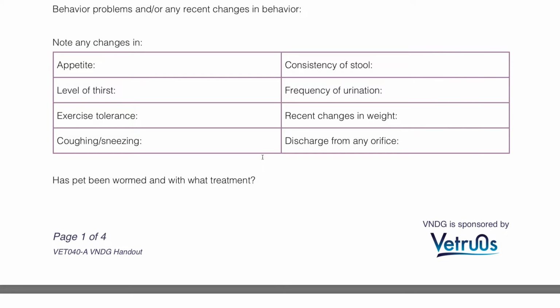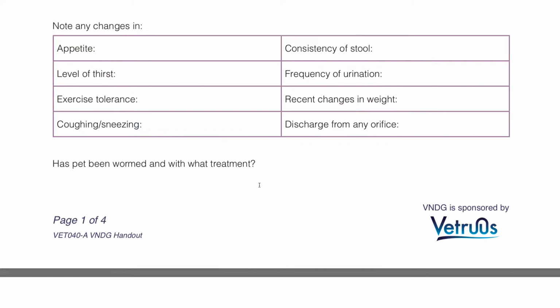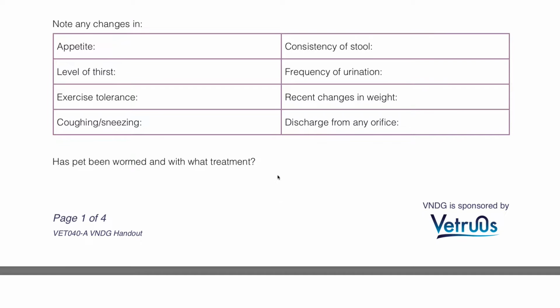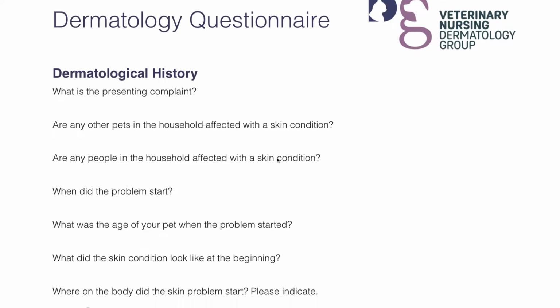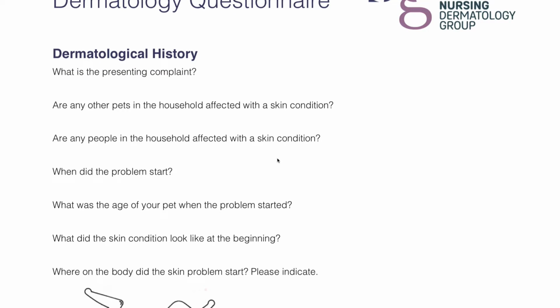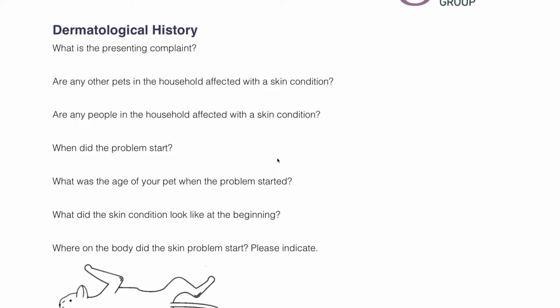So, worming and what treatment they're wormed with is always something that's relevant to have on file. So then on to page 2, and it starts more into dermatological history, gathering stuff that's particularly relevant to dermatology.